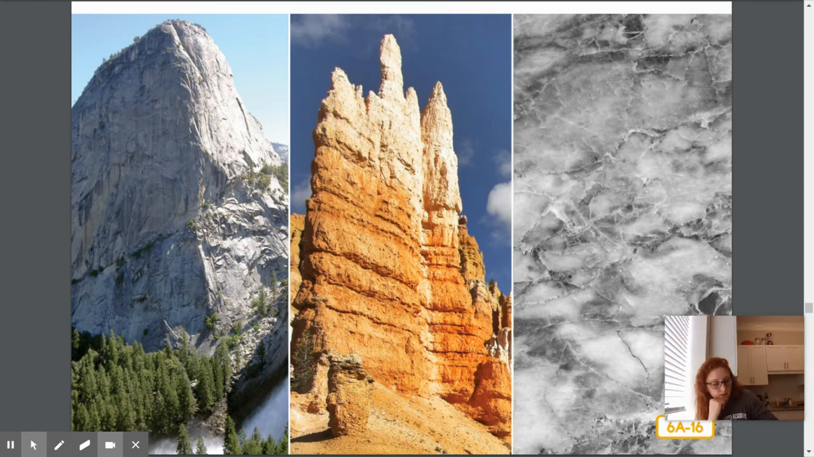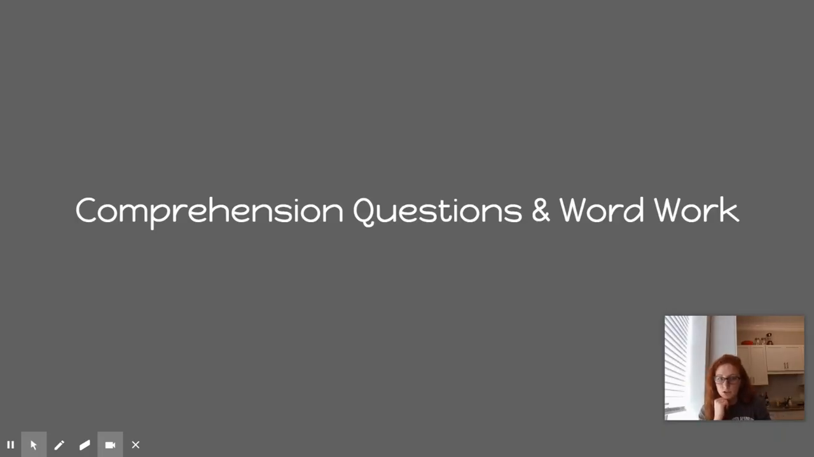Let's see, what do we have here? Time for our comprehension questions and word work. But if you need to get a quick wiggle break out, go ahead and do that. All right. What are the 3 types of rocks? Show me your hand movements. We have igneous, sedimentary, and metamorphic, okay?